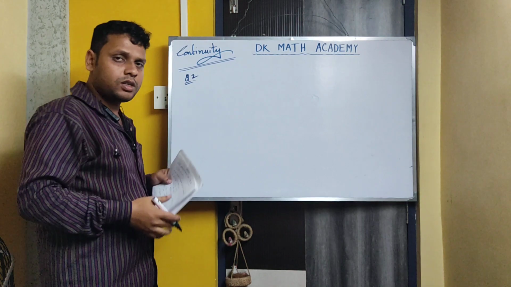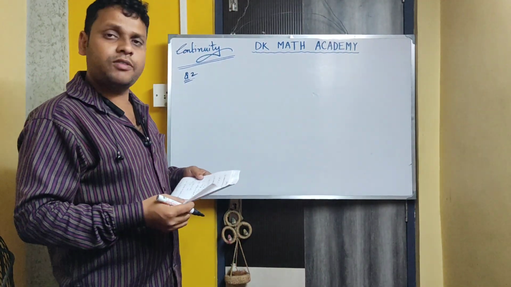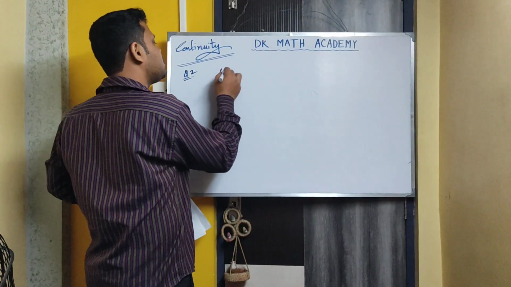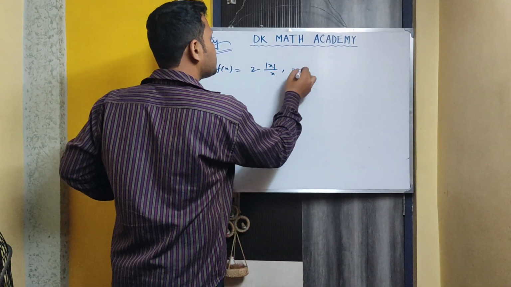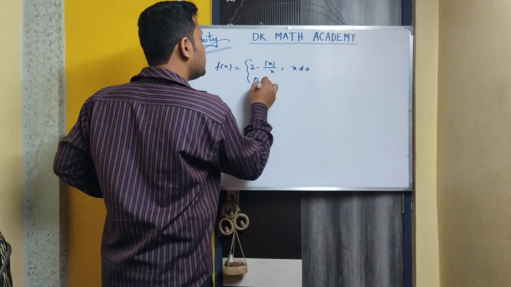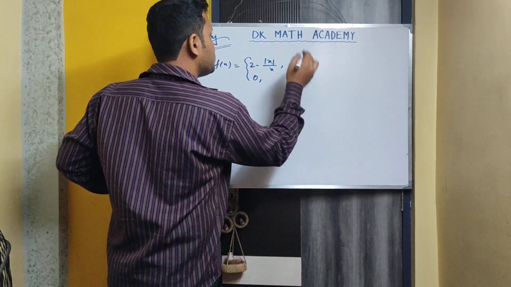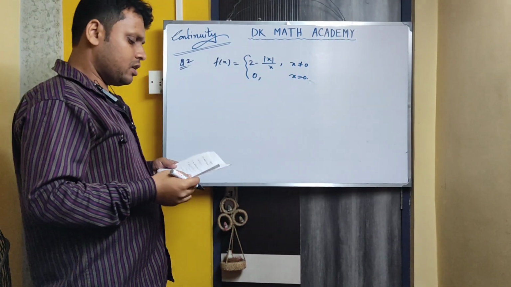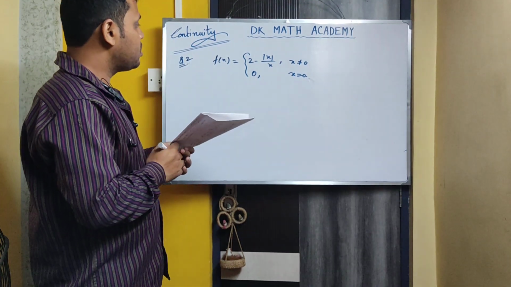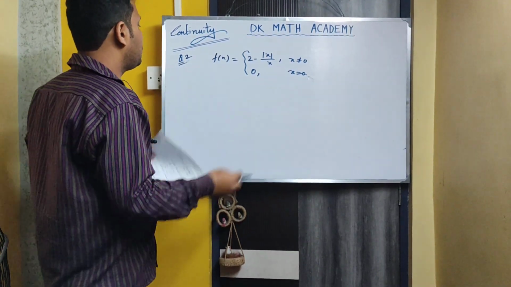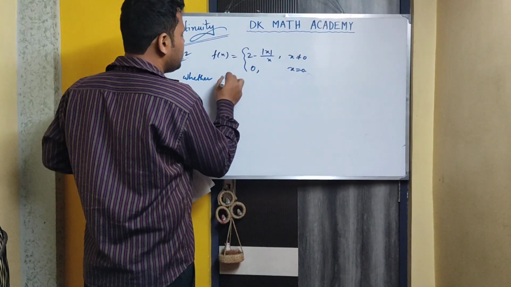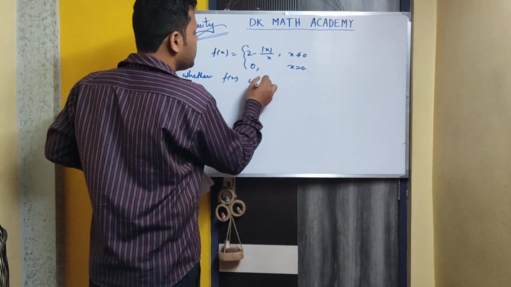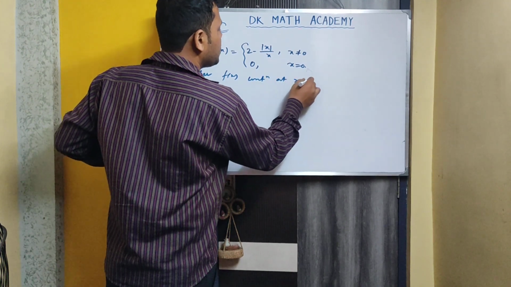Our next question, question number 2. Suppose the function is 2 minus |x|/x when x not equal to 0, and this is 0 when x equals 0. Is the function f(x) continuous at the point x equals 0?